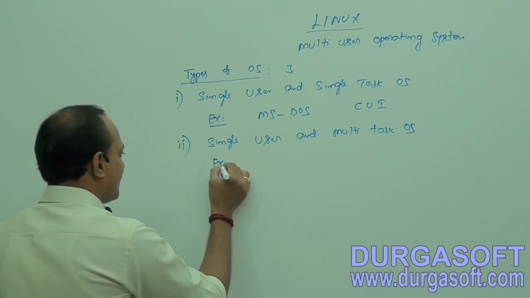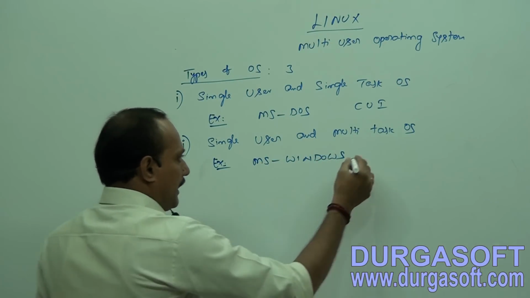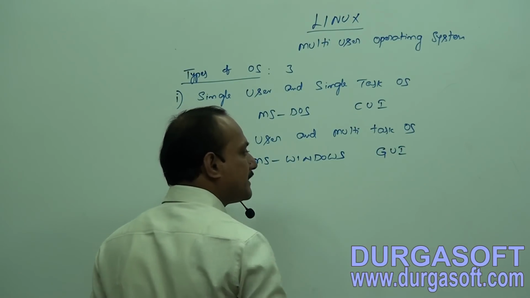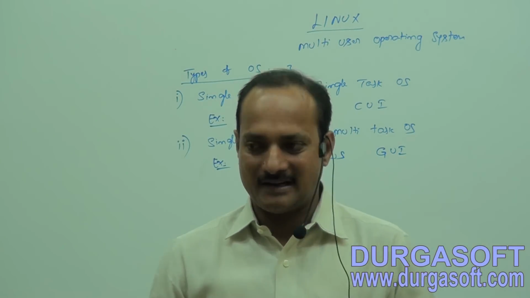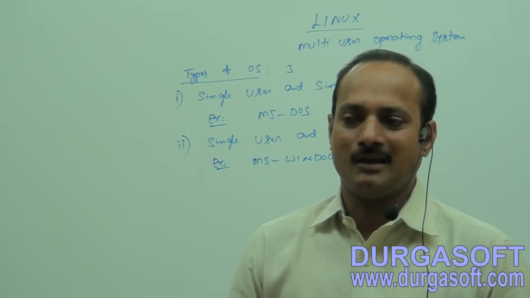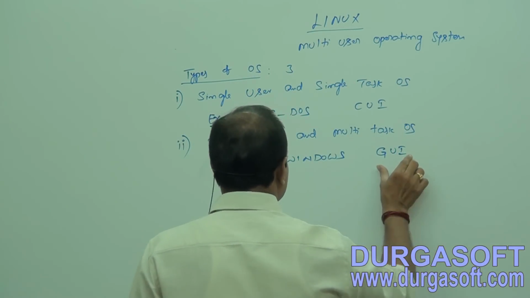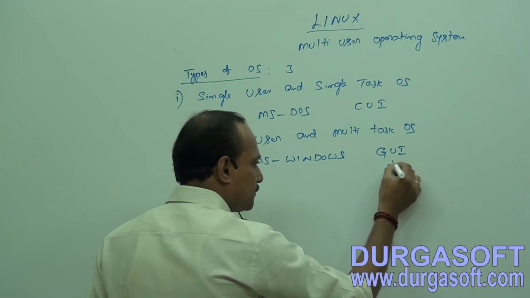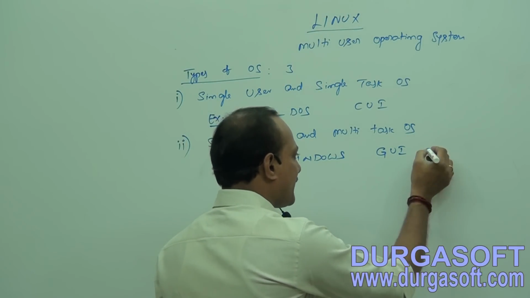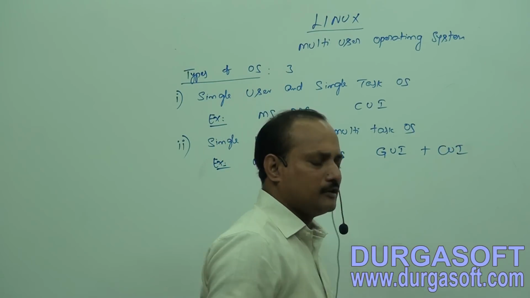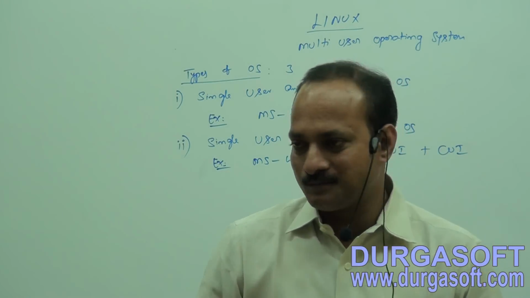That is called a multitask operating system. The example for this is MS Windows. The property of this is that it is a graphical user interface operating system. Through graphics we interact with the operating system. We have folders and images, and we can play movies. All these things are possible in a GUI based operating system. In Windows you can also execute commands by opening the command window, so Windows supports both graphical objects as well as commands.